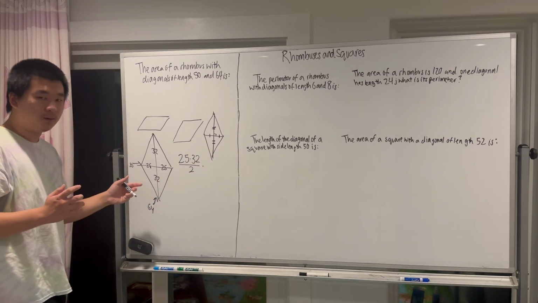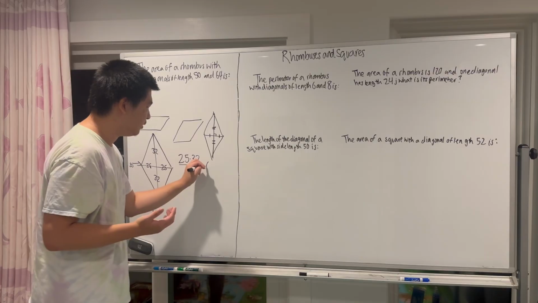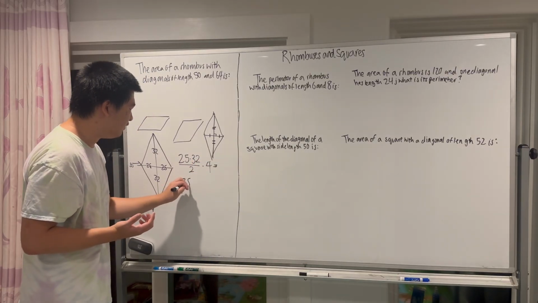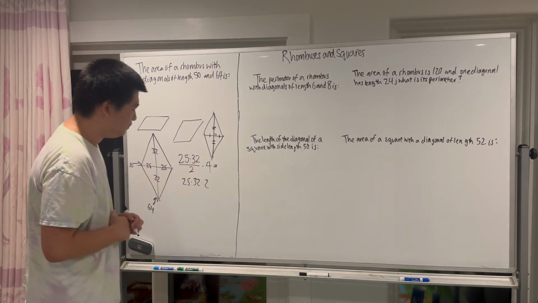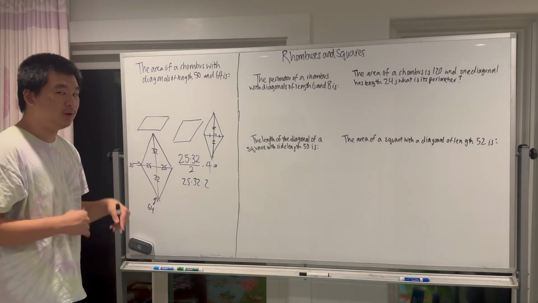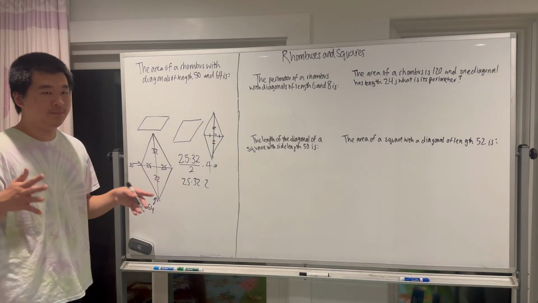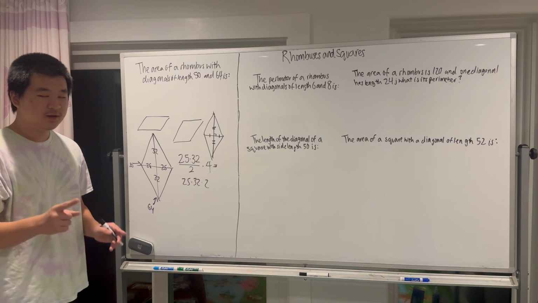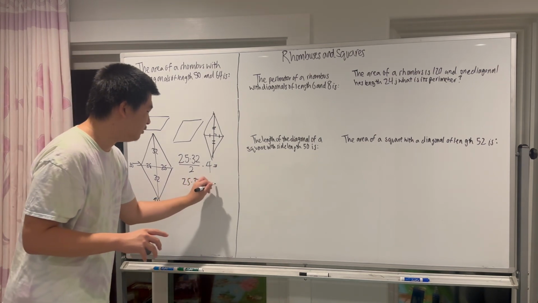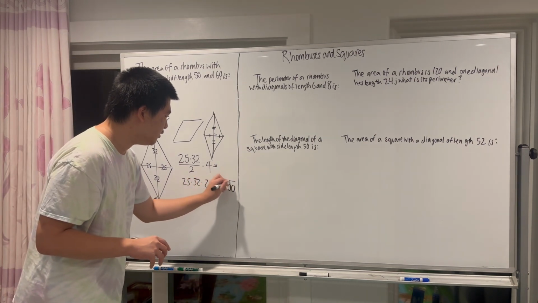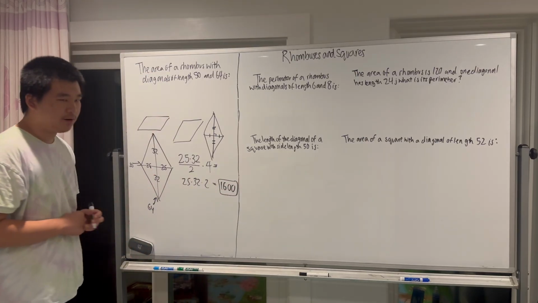But in the entire rhombus, there are 4 of these right triangles. So if we multiply by 4, what we get is 25 times 32 times 2. Now, 25 times 32, we have a trick for doing that. 32 divided by 4 is 8, so it's 800. 800 times 2 is going to be equal to 1,600. So that's the area of this rhombus.